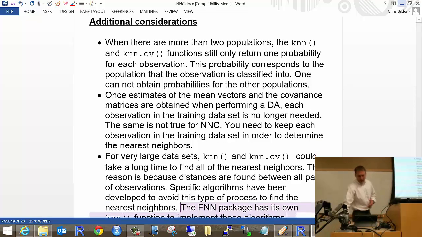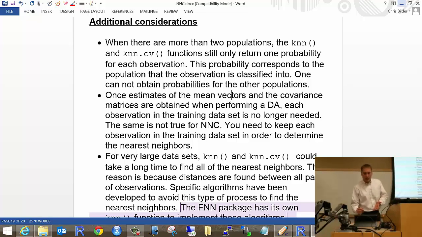Okay, some final notes then for this section. Well, we only looked at an actual data example with just 2 populations. This stuff works for 3 populations, 4 populations, as many populations as you want. Still you can get these probabilities out of which population this observation should be classified into. The only disadvantage of using KNN or KNN.CV with getting these probabilities out is that you only get one probability out for each observation, and this probability will be associated with the population that the observation was classified into. I mentioned that briefly before.